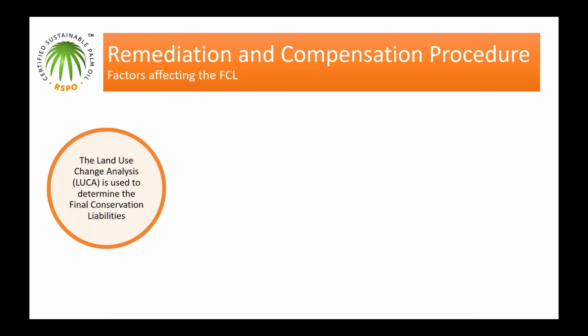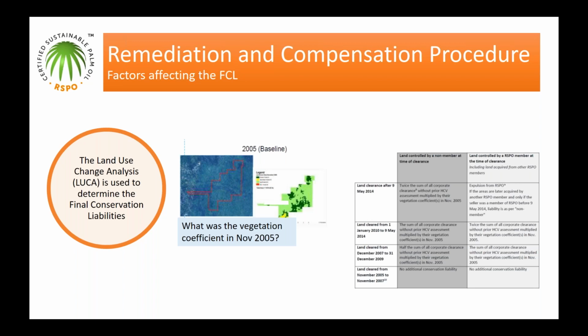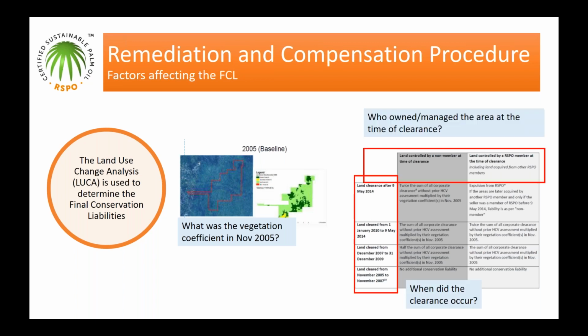I'll now take you through the 4 factors affecting the final conservation liability. The first one is the vegetation coefficient. The second one is the period of clearance. The third one is the membership status at the time of clearance. And finally, the type of clearance.